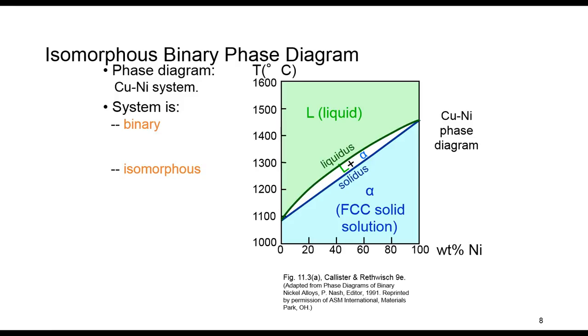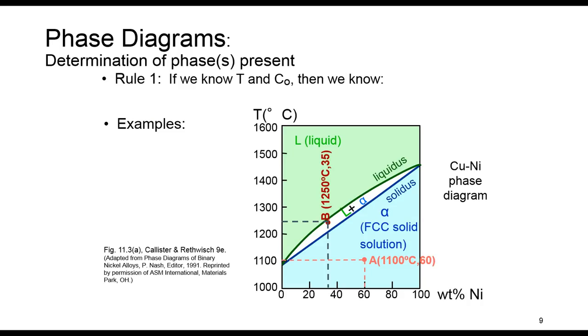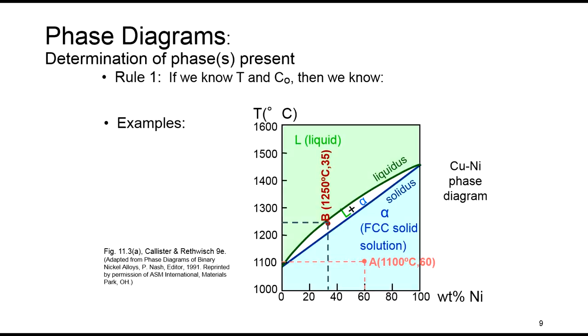the alpha phase field extends from 0 to 100, so it is also isomorphous. In an isomorphous phase diagram, we have the complete range of one component from 0% to 100% on the composition axis. In a phase diagram, as the first rule, if we know the value of temperature and composition percent, then we know which phase or phases are present in the phase diagram.